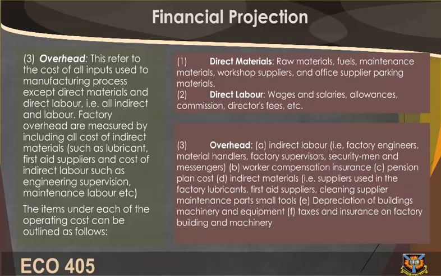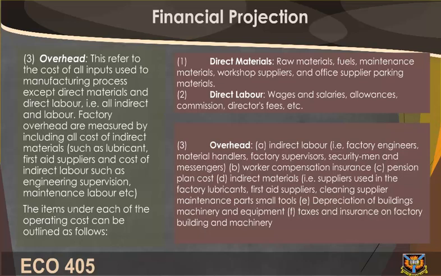The items under each of the operating costs can be outlined as follows. 1. Direct materials. Raw materials, fuels, maintenance materials, workshop supplies, office supplies, packing materials, and so on. 2. Direct labor. Wages and salaries, allowances, commission, directors' fees, and so on. 3. Overhead.